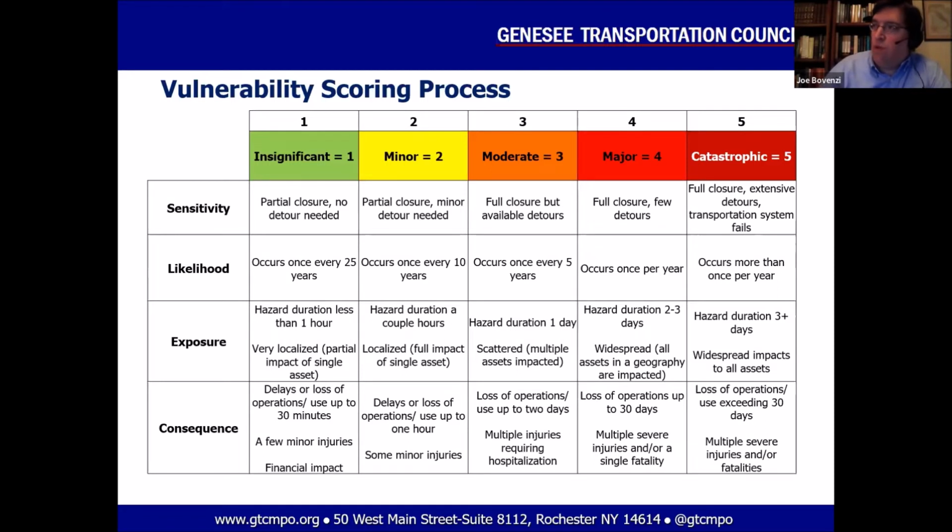And I should also mention we have a 1 to 5 scale here, but that could easily be 1 to 10 or even 1 to 50, depending on how much nuance you want to have in your process. And this is to give you an idea of what the results would be going through this.